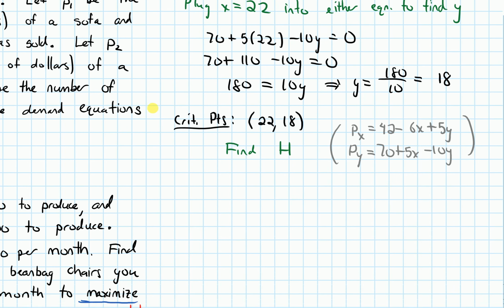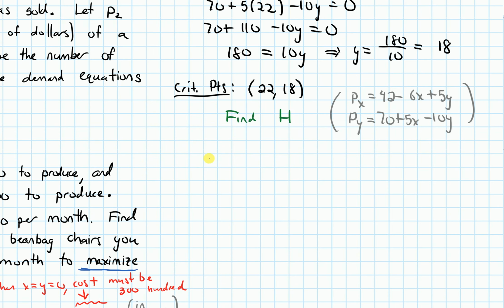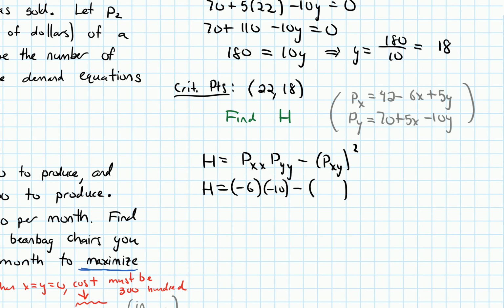All right, so recall our formula for H is pxx times pyy minus pxy squared. So let's take these partials. If I look at px and take the partial one more time with respect to x, we get minus 6. If I look at py and do the partial one more time with respect to y, we get negative 10. And then for pxy, if I look at px and do the partial with respect to y, we get 5.